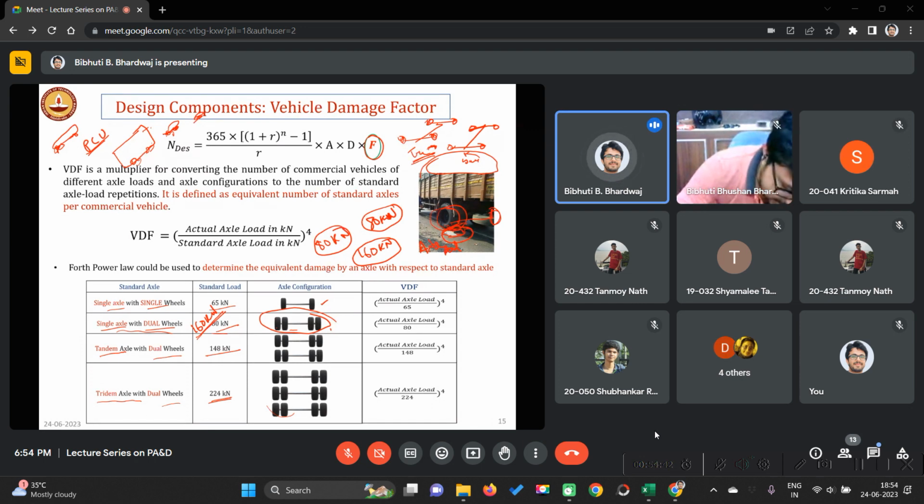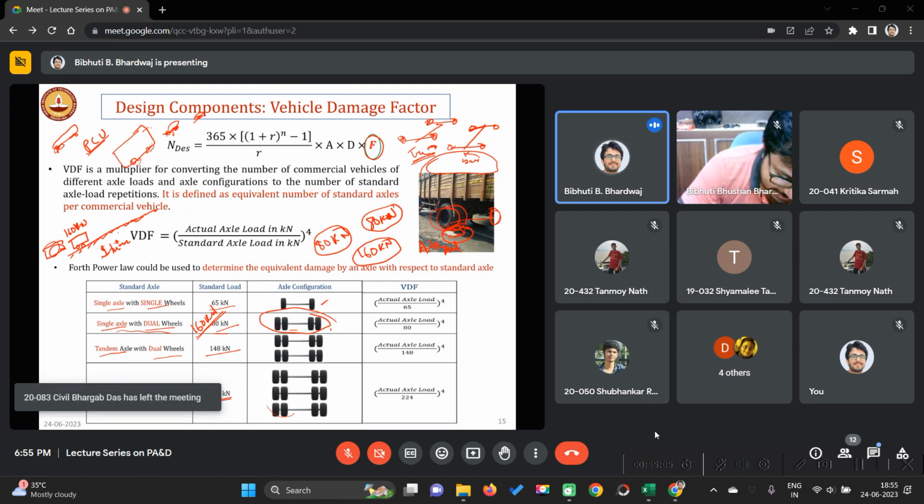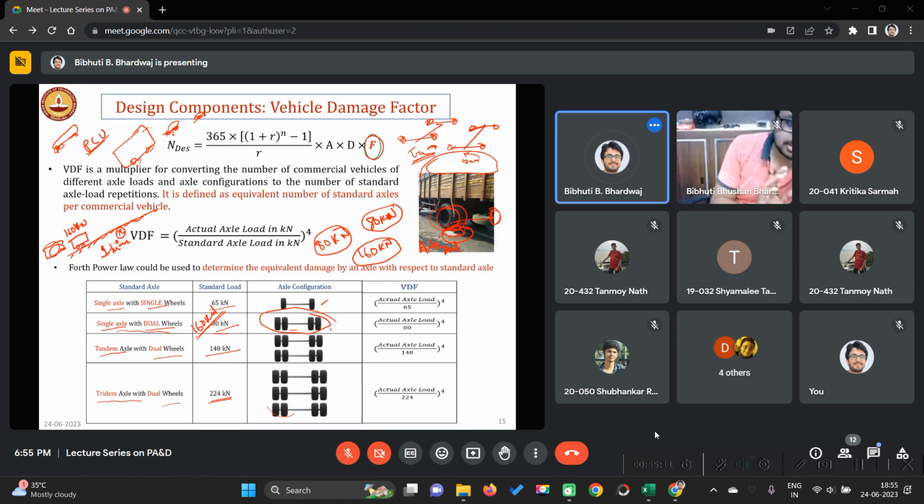Suppose this is my truck carrying 160 kilonewton. It passes over my road one time. The damage it will cause to the pavement is say X. This damage can be in terms of anything, stress, strain, or the fatigue life that gets reduced. So the damage to the pavement, let's say it's X.